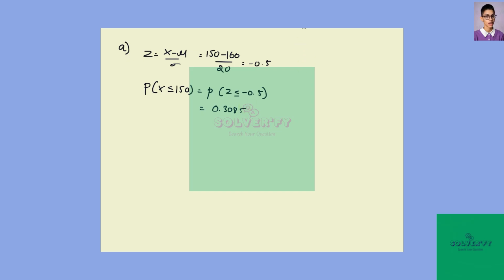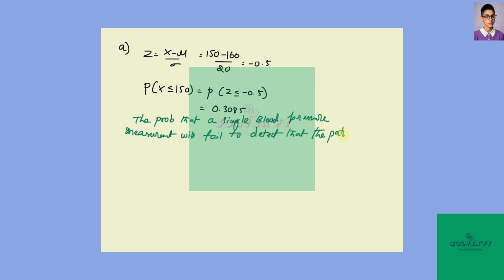So the probability that a single blood pressure measurement will fail to detect that the patient has high blood pressure is 0.3085.